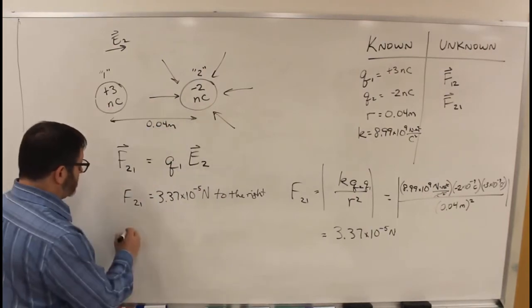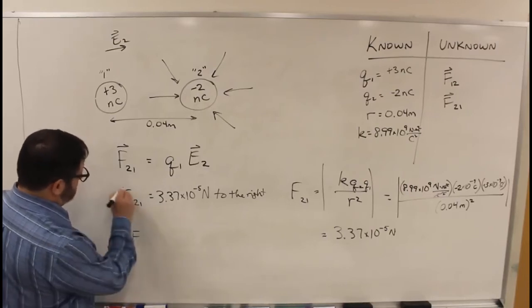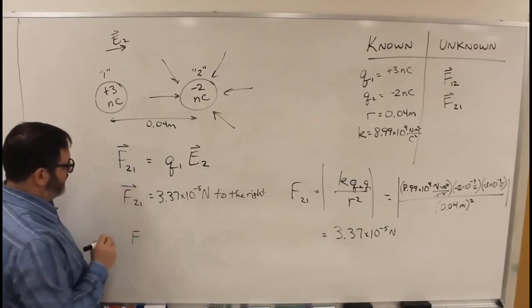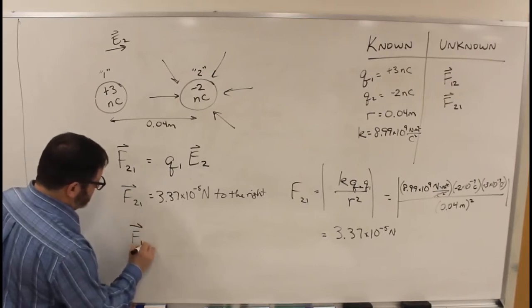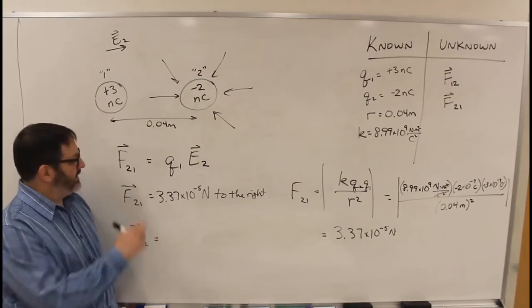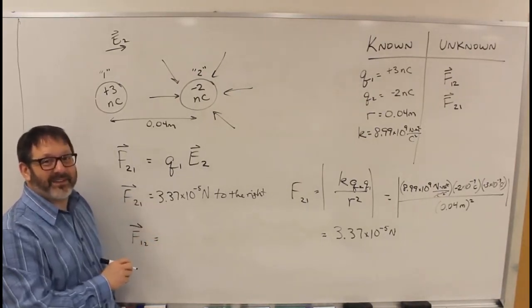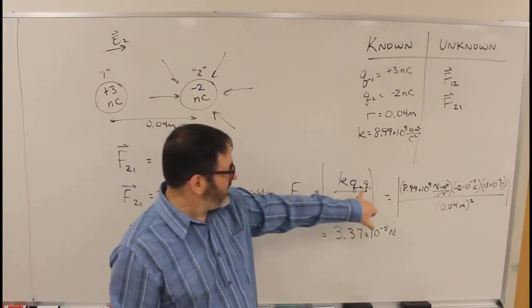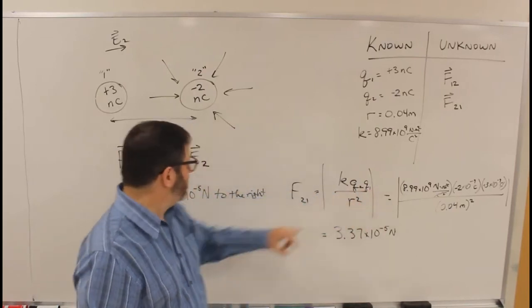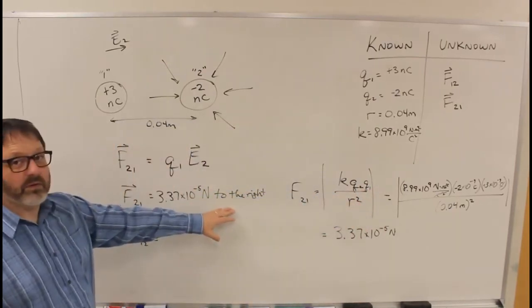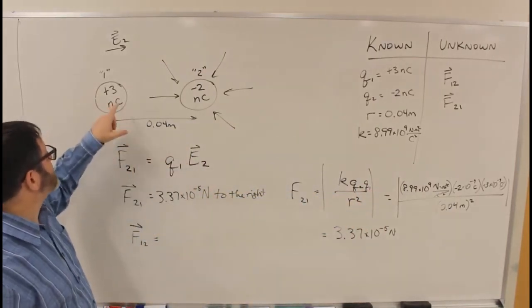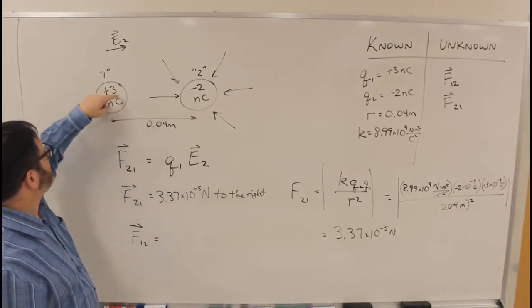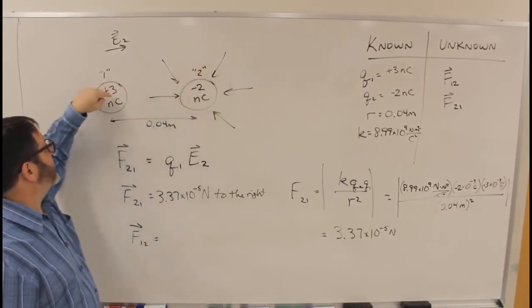How about force of, oh, I should have a vector here. Force of thing 1 on thing 2. These two have to be equal and opposite. So I don't have to do any math. If I did do the math, all that would happen is I would switch this Q1 and Q2 and the direction would be reversed.